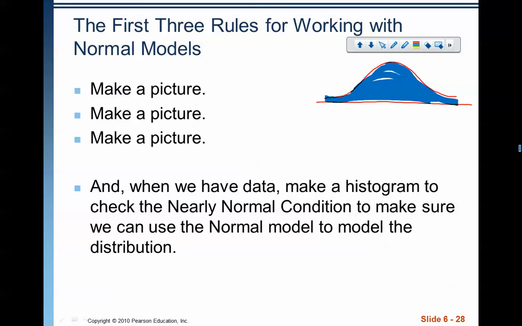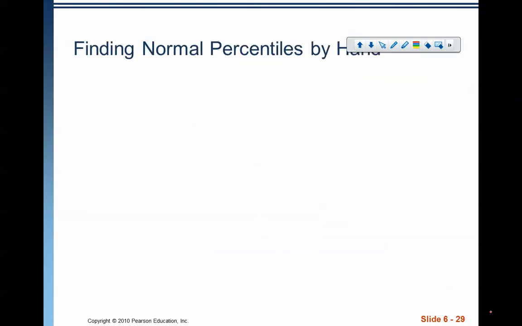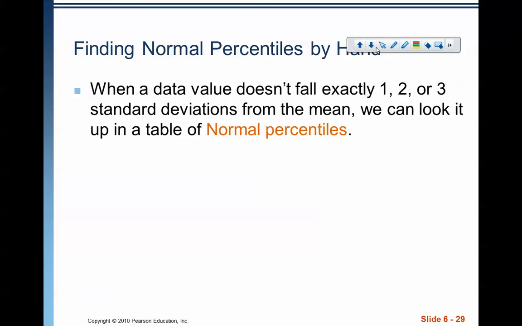It's really important. So we make histograms. We make sure that the data we're working with is nearly normal, because if our data is not nearly normal, we cannot use any of these methods. We can't use the 68, 95, 99.7 rule, and we can't do anything with z-scores. So let's do some z-score work.